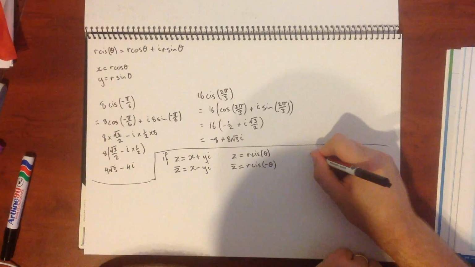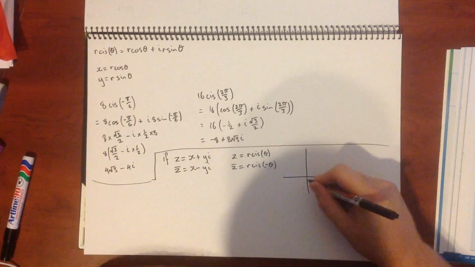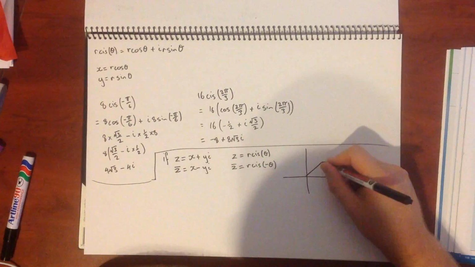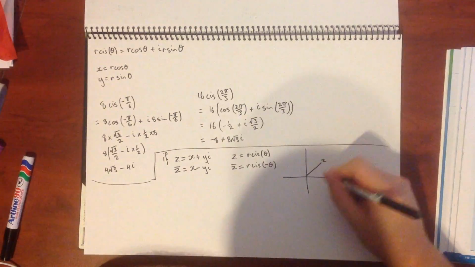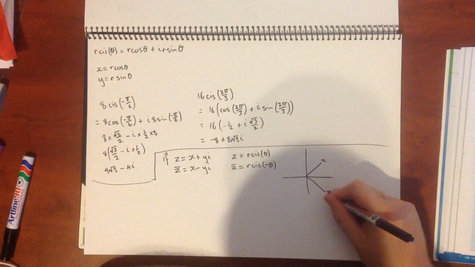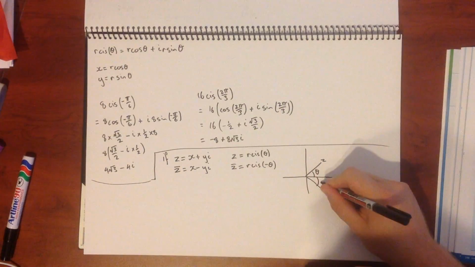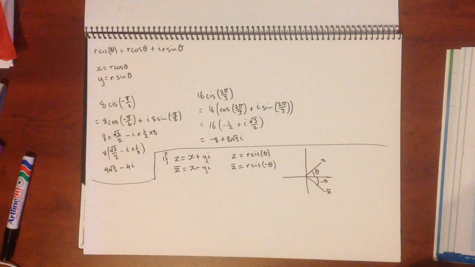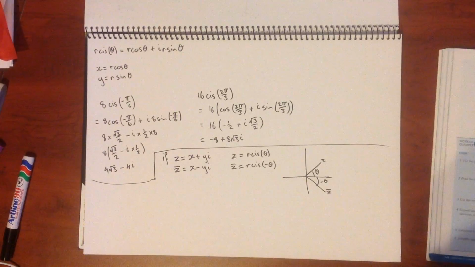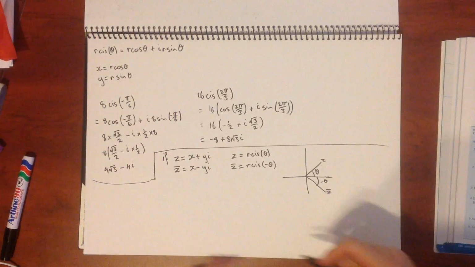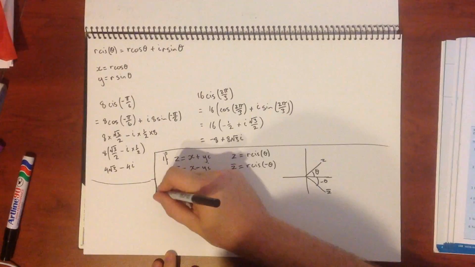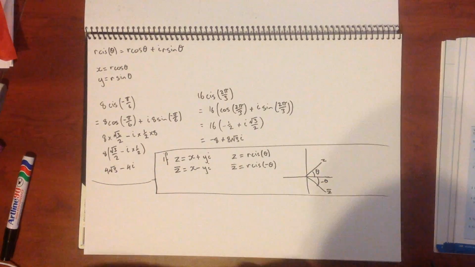And showing that graphically, this would be our z up here. This would be our z bar down there, because this is theta and this down here is negative theta. It's just measured in the opposite direction. So we're getting through this section. There's still a bit to go, unfortunately.